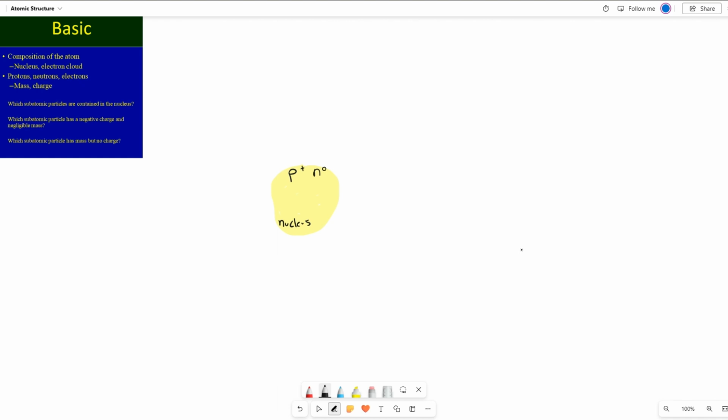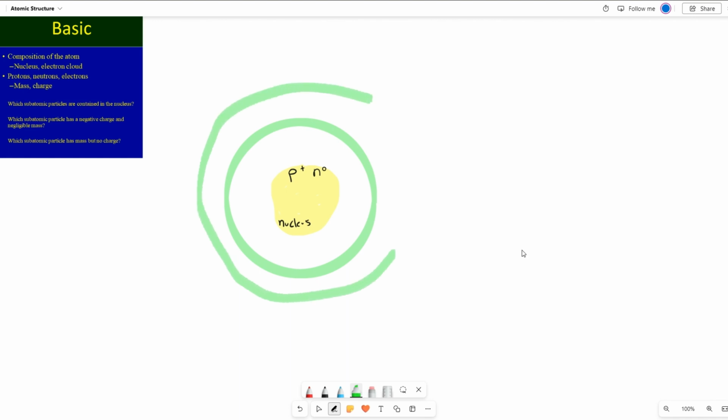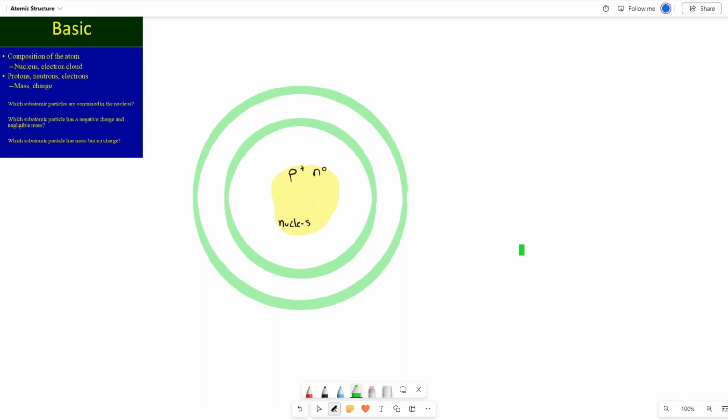Now, outside of the nucleus is what's called the electron cloud, and that is a much larger area of the atom. I'll represent that by several circles here, because there are different levels of the electron cloud that electrons can live in. In these electron clouds is where all of the electrons for an atom exist. The electrons have a negative charge, so I'll put a little negative next to them. So these green circles represent the electron cloud.